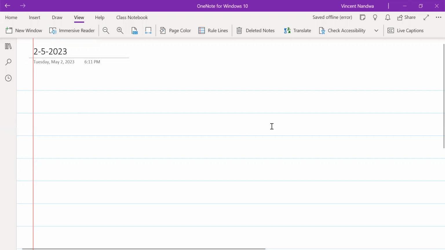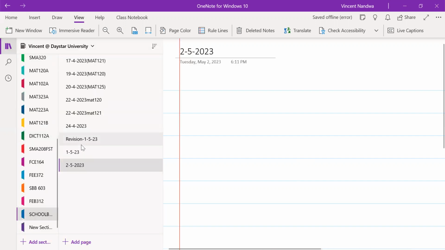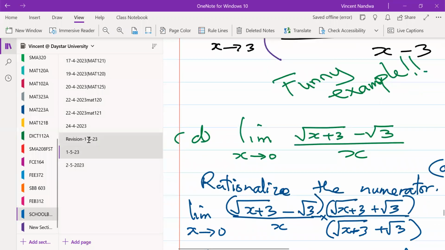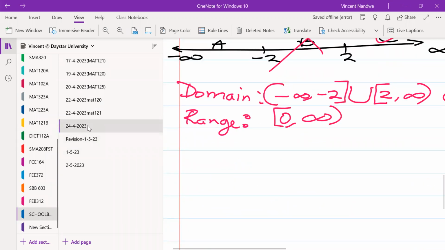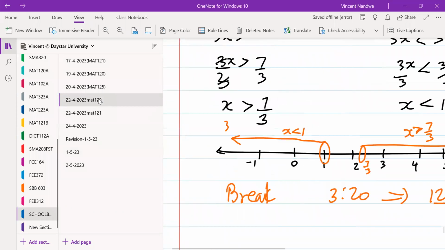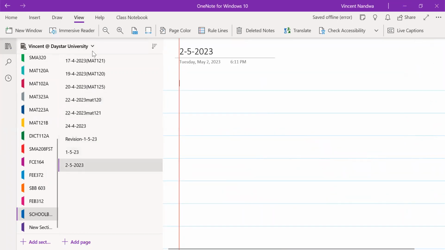Everybody see my screen? Yes. Good. So we are doing Math on 20. So the last time we met, we were discussing which subchapter? We were discussing the inequalities and such.